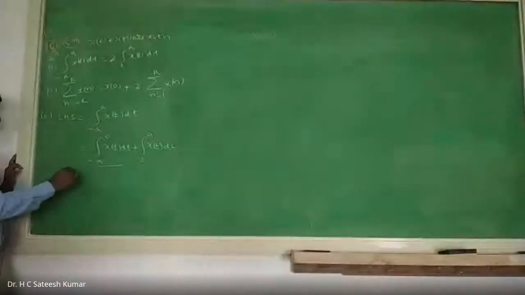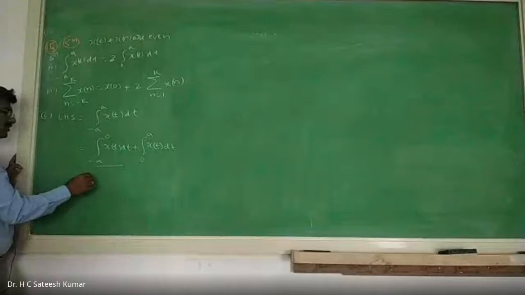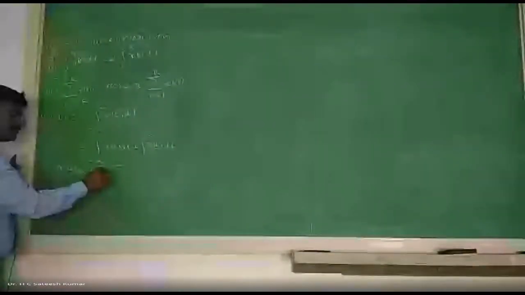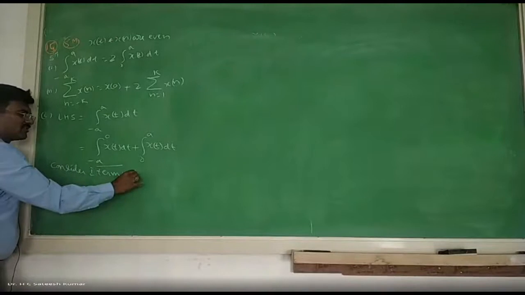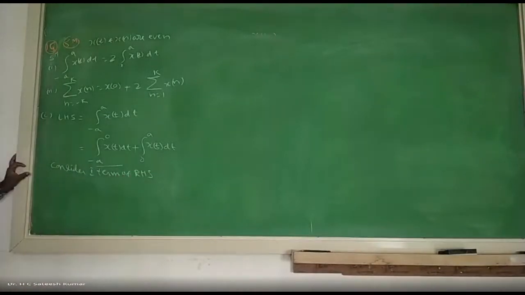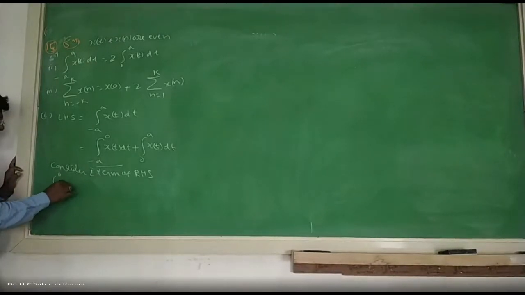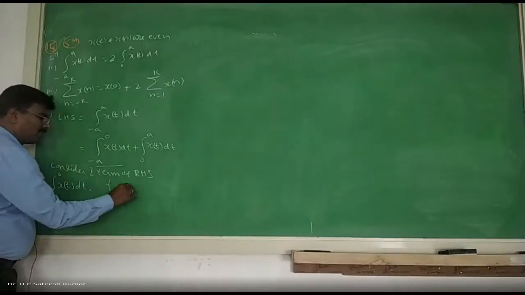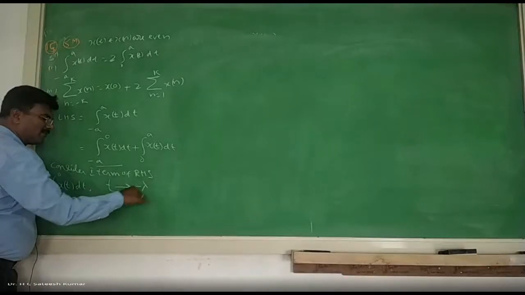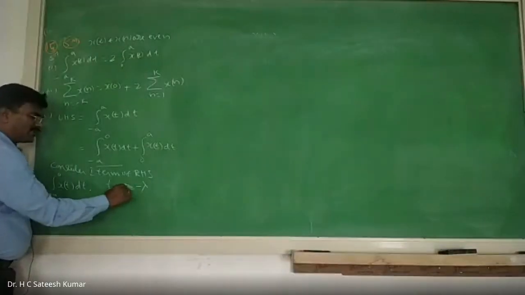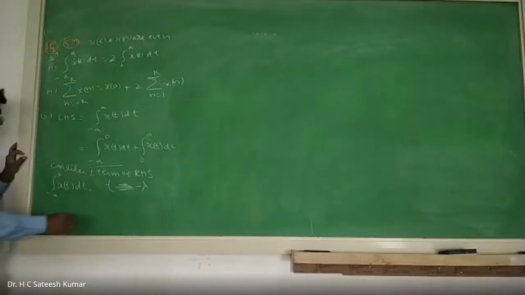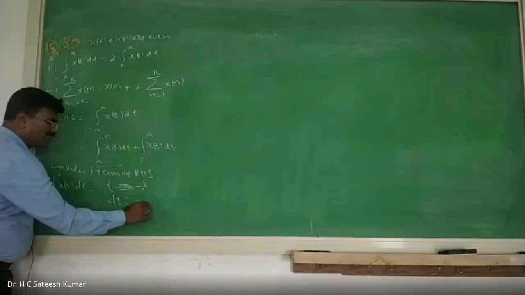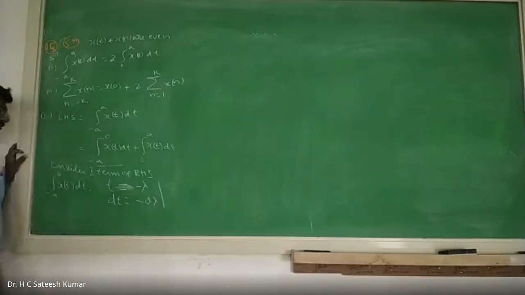So consider the first term of the RHS, integration from minus a to 0 of x of t dt. For this one, you go for substitution. Replace t by minus lambda, therefore t is equal to minus lambda, and dt is equal to minus d lambda.